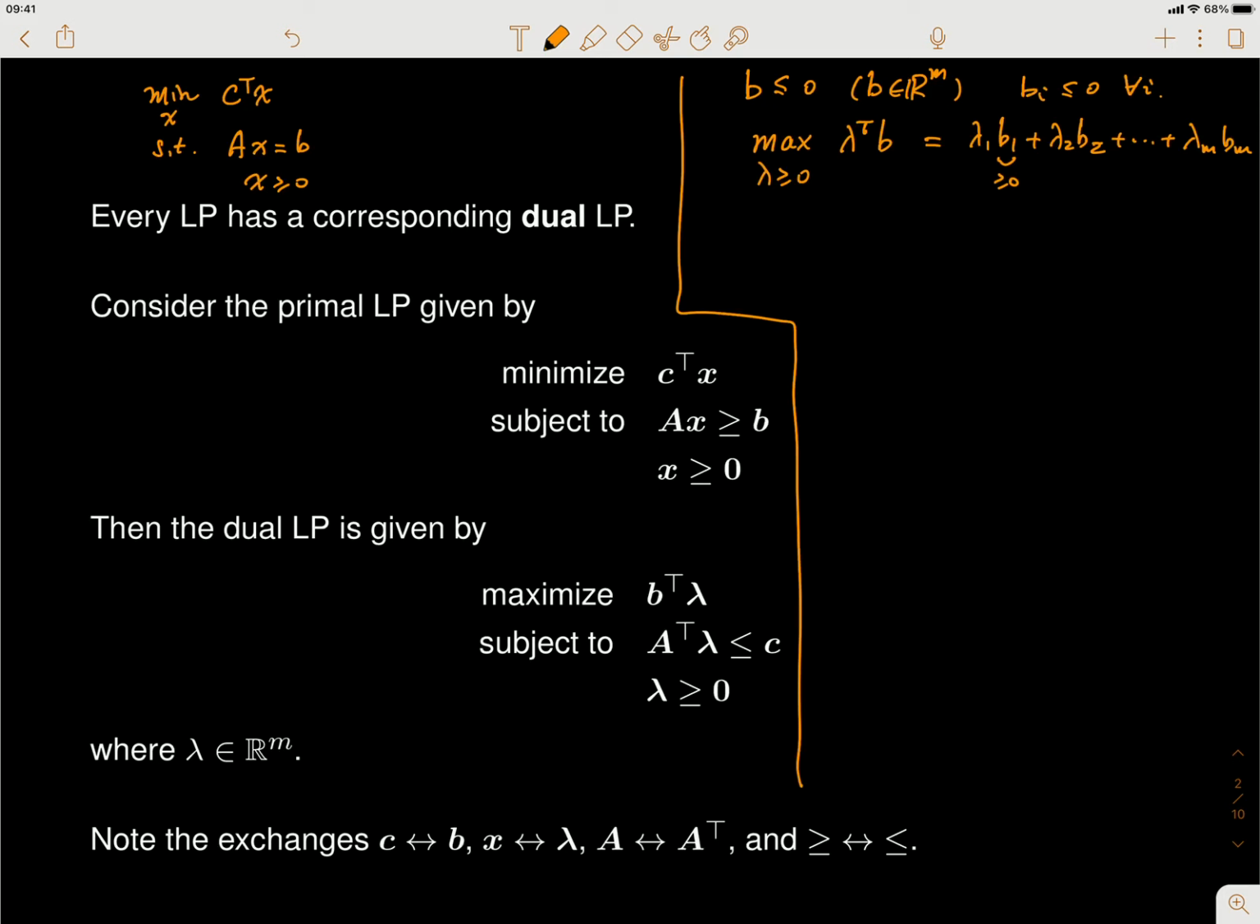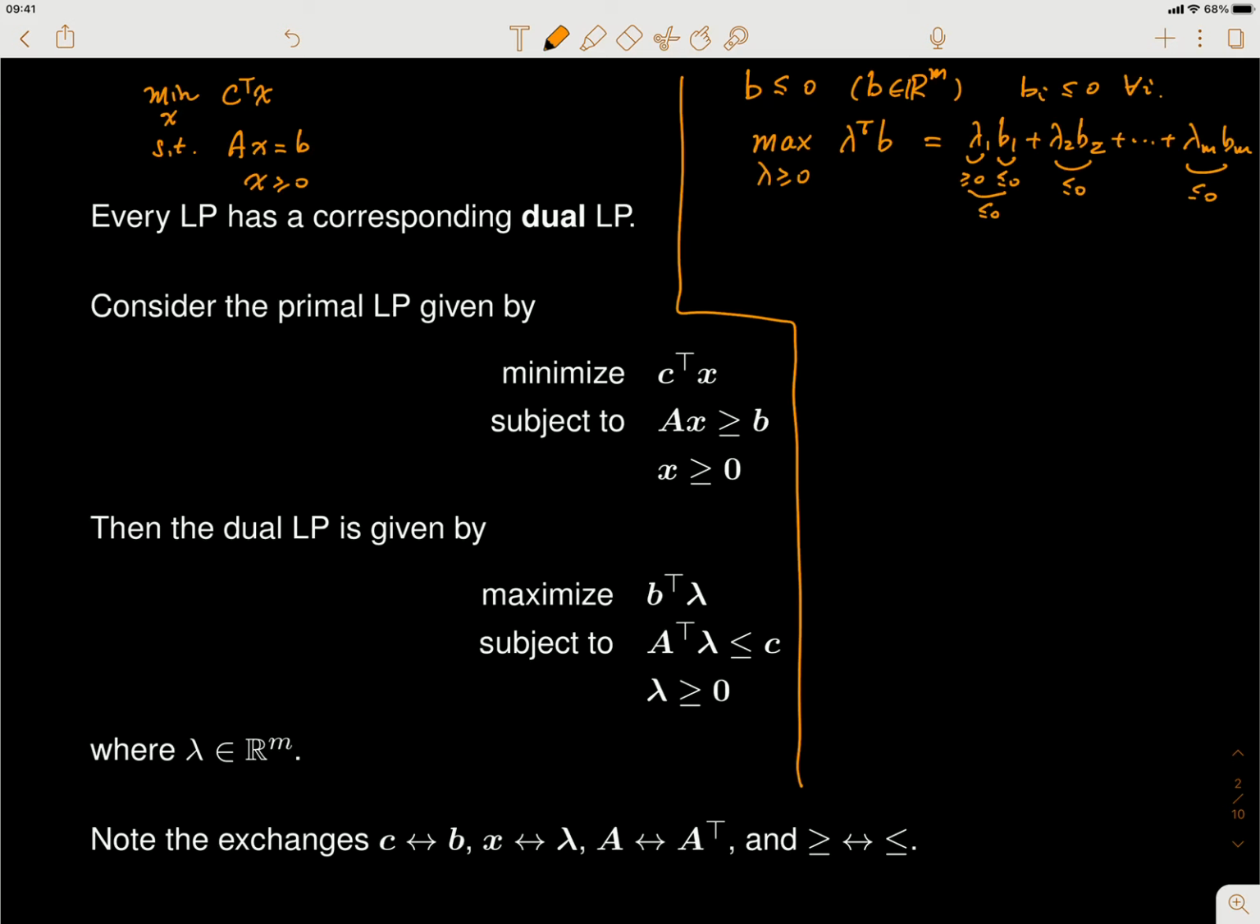And apparently, as we saw, this is less than or equal to 0 because bi is less than or equal to 0, and lambda i is greater than or equal to 0. So these two together must be less than or equal to 0, and that is true for every term we're writing here. So if I want to maximize this, the best I can get is 0, because every one of them is less than or equal to 0.